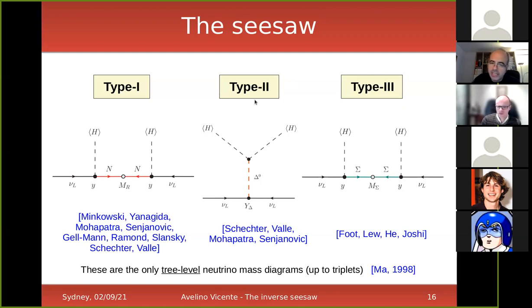In all of them, the idea is basically the same. You have some very heavy particles, and the heaviness of these guys explains the lightness of neutrinos. So that's why this is called seesaw. And it works perfectly well, and there is no need for anything else, basically.